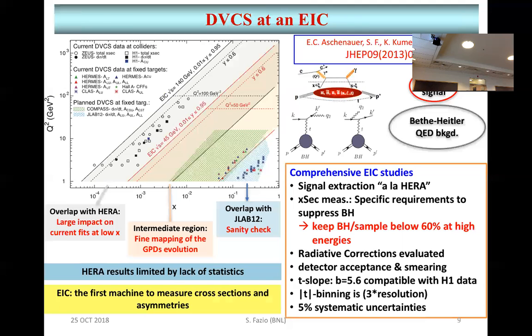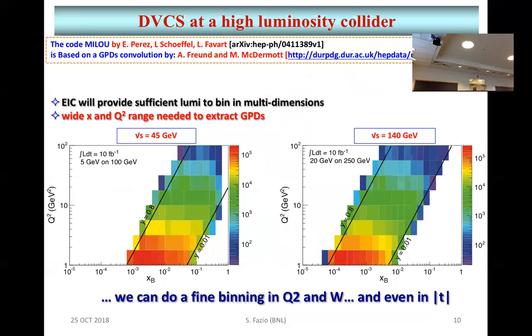We smeared the variables according to the resolution that we expected at that time, and the detector acceptance, and so on. We considered 5% systematics. So all this kind of detailed analysis to see what we can do with GPD extraction from DVCS. The Monte Carlo that we used was MILOU, which is the only thing at the time that we had based on a GPD model that described HERA data. It was actually used by the H1 collaboration for data measurements.